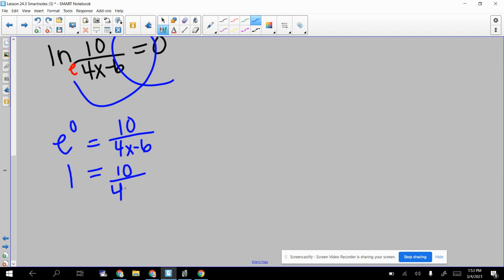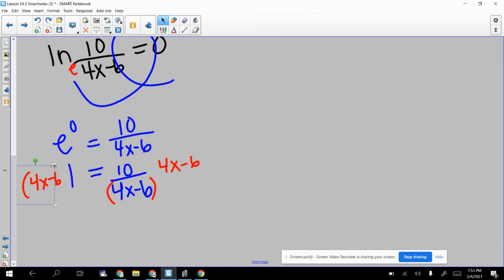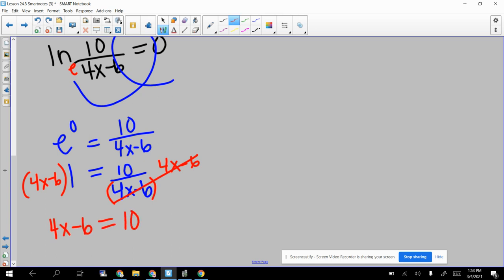And then how do we solve for x here? Well, we want to get rid of this fraction, so I would multiply both sides by the 4x minus 6. And that's going to cancel on this side and leave us with 4x minus 6 times 1, which is just going to be 4x minus 6, and leave us with it equal to 10. And then I would add the 6 over, so 4x equals 16, and then I would divide by 4, so x equals 4.